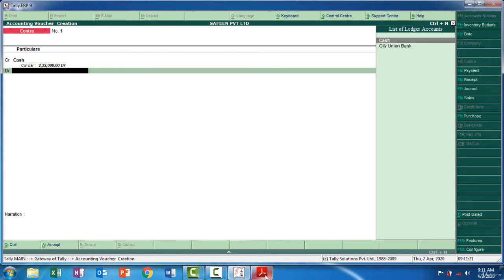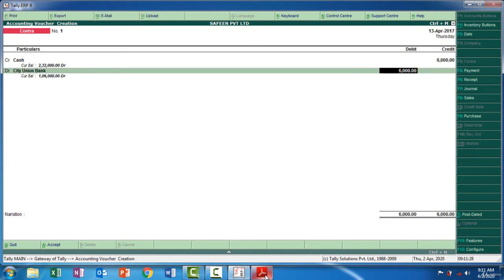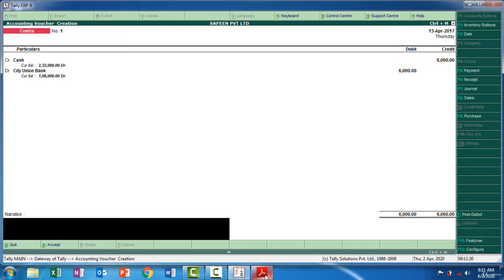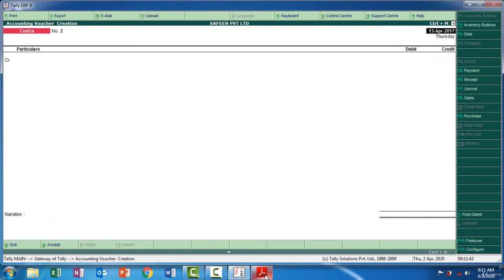And debit bank account, the company maintenance account, City Union Bank. So I'm going to choose City Union Bank, 6,000. The narration is cash deposit 6,000. Then yes.